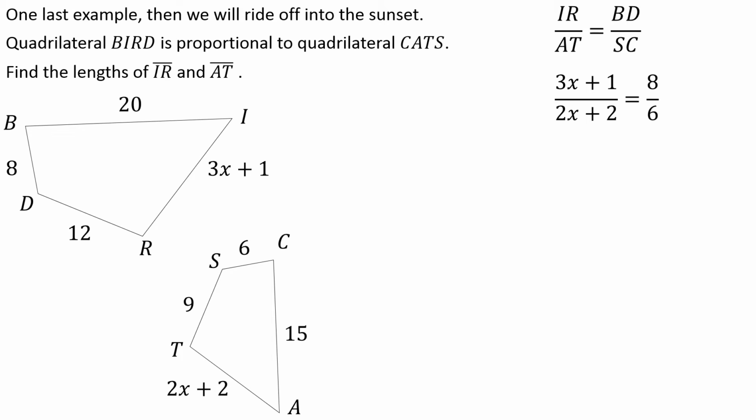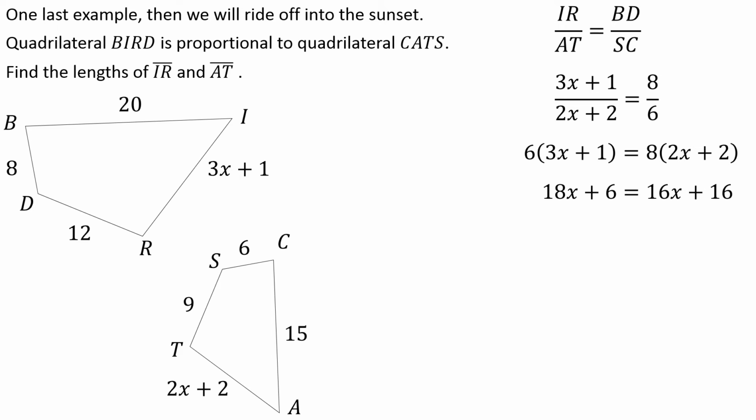Of course, I didn't have to pick that pair. I could have picked DR and ST as my other pair, and I would have a 12 and a 9. I just decided to use the one with the 8 and the 6. Probably because those are the smallest numbers available. Cross multiply. Six times the quantity 3x plus 1. 8 times the quantity 2x plus 2.